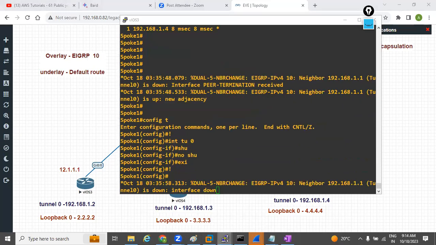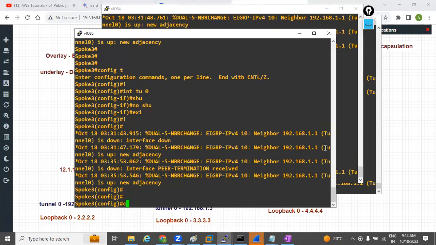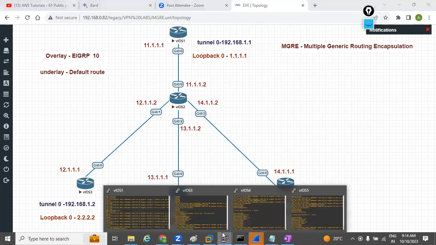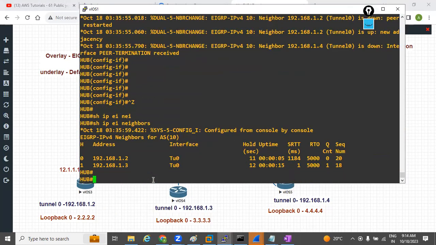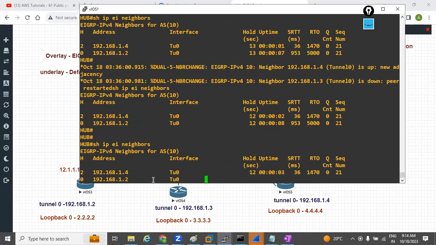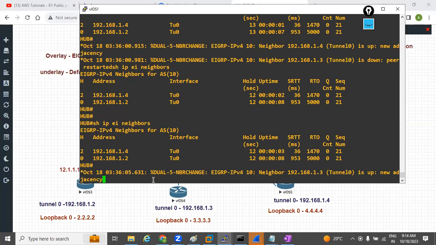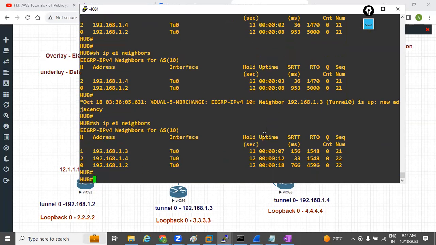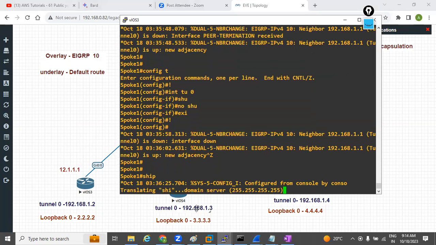Spoke 1. Spoke 2. Spoke 3. Just wait and watch for a minute. Okay, show IP has been enabled. Still it's coming up. Okay, so just wait. Q count 0, it's fine. Let's get back to spoke 1. Show IP. Oh, just one second.